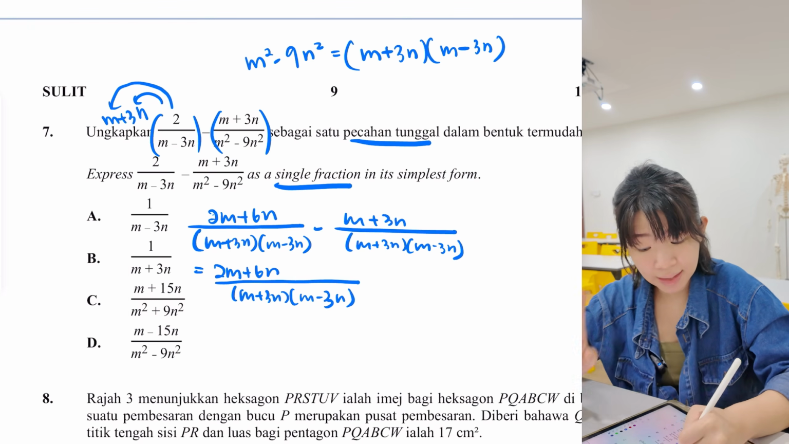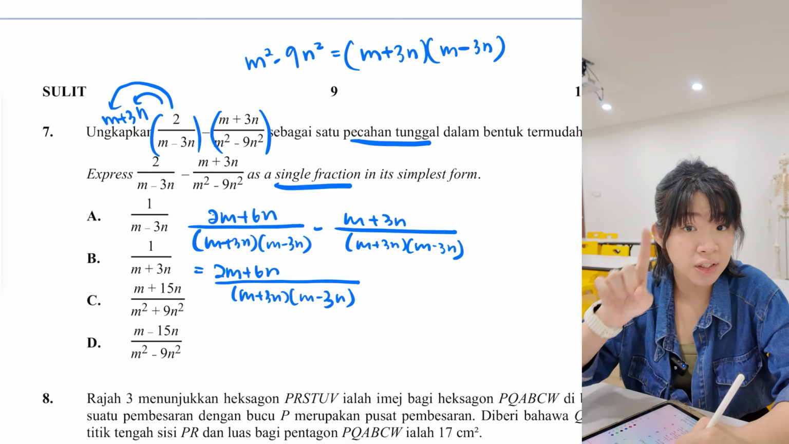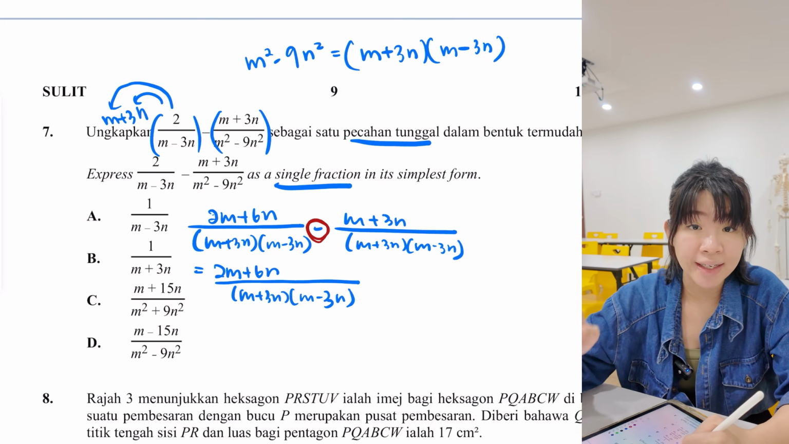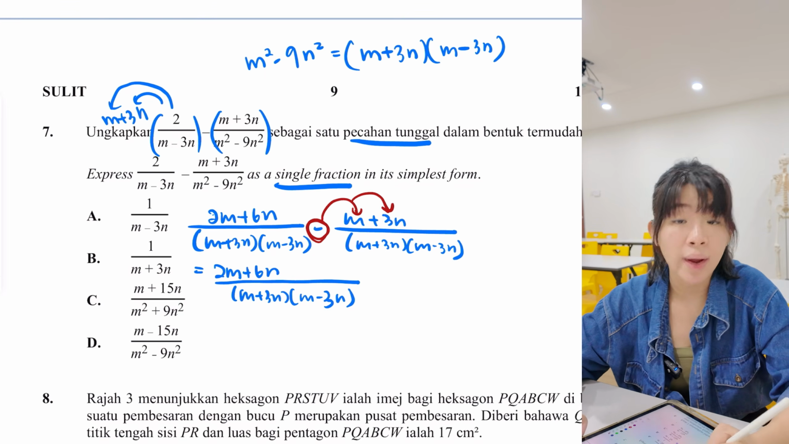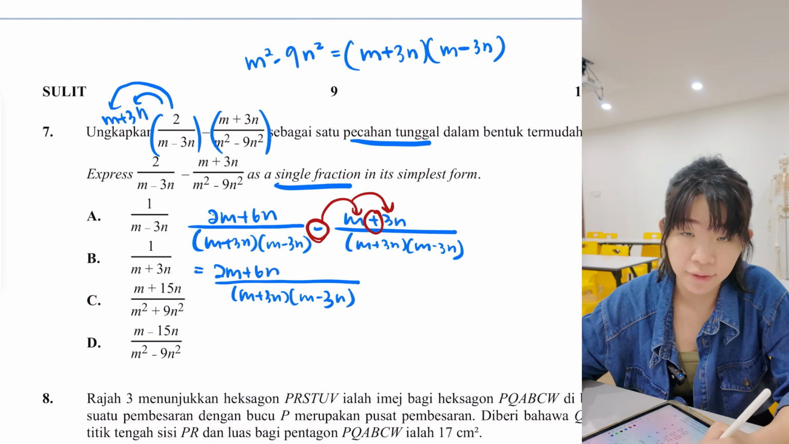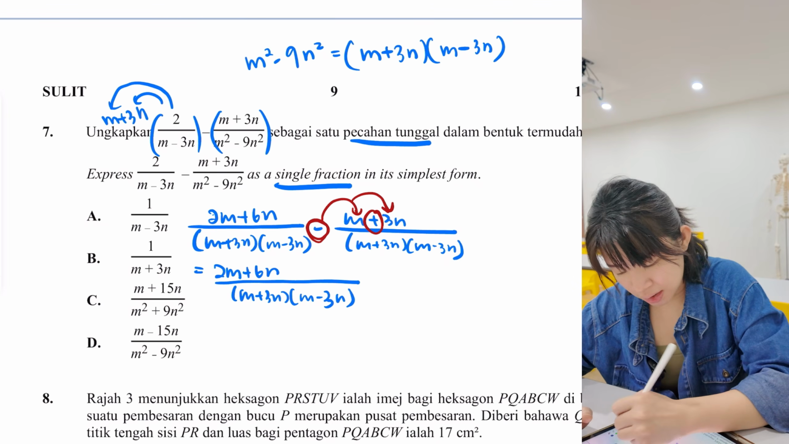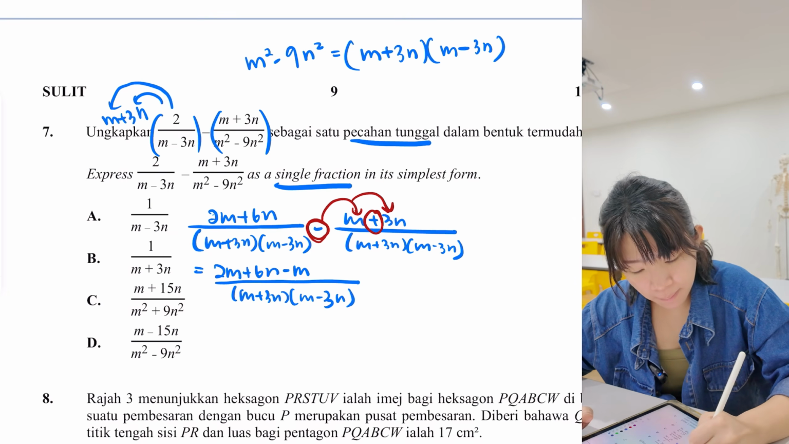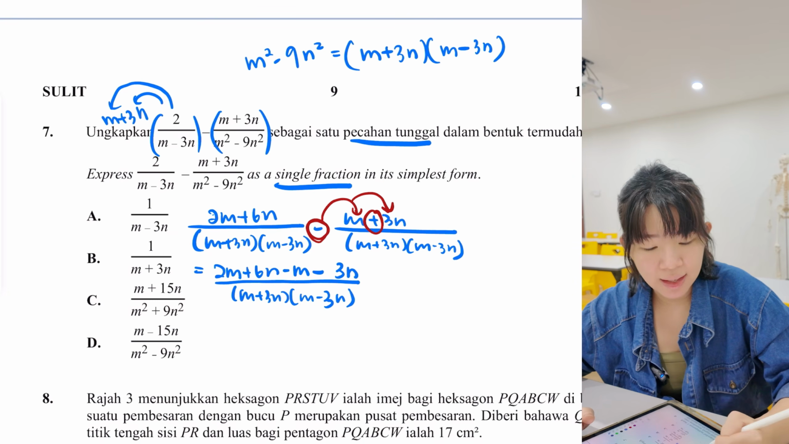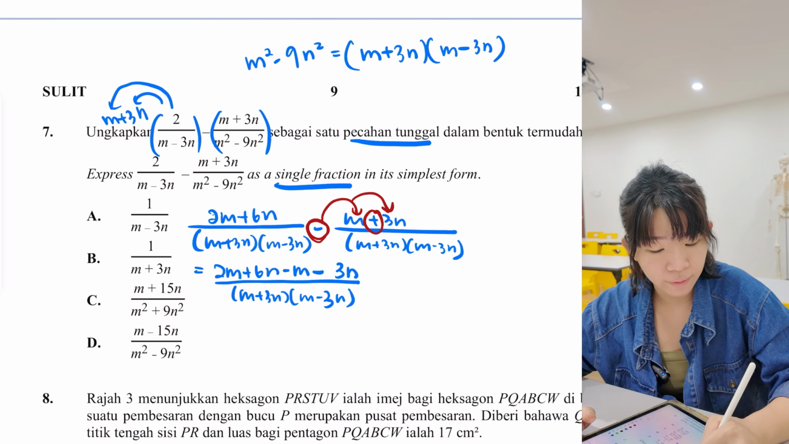2m plus 6n. Now here, you have to pay attention. Look closely, it is a minus. So this minus will need to expand. Negative, positive at the end will become minus. Make sure you change it. So we get negative m minus m, negative 3n. Positive, negative will be negative.